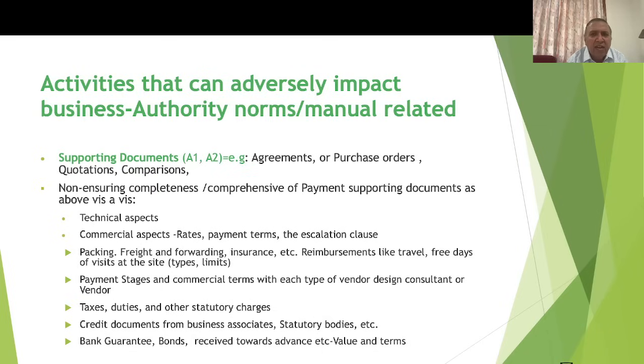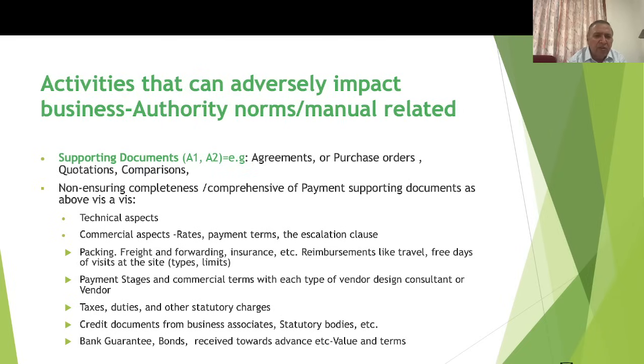Now, activities that can adversely impact the business vis-a-vis these financial authority norms, like in the case of supporting documents: not ensuring completeness and comprehension of the payment supporting documents, such as a technical aspect missing in the purchase order, or commercial aspects like rates, payment terms, escalation clauses, packing, freight, forwarding, insurance, reimbursement like travels, free days of visits, etc. If these are not specified, these can lead to a lot of issues at the time of approving the purchase orders, or there can be incorrect and excess payments made.